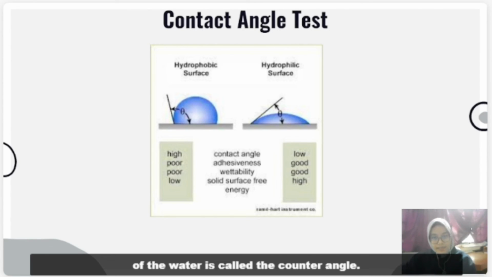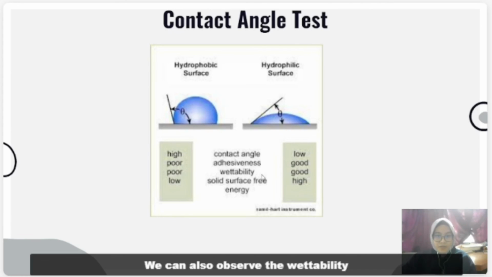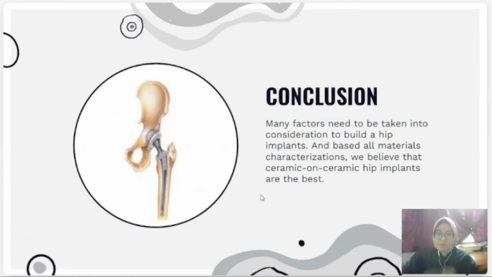The forces acting on the drop of water from the surface area refer to the surface energy of the material. If the forces are strong, the surface has high surface energy, or the surface can be said to be very energetic. We can also observe the wettability of a material using the contact angle test. Wettability is the amount to which a liquid can be spread on the surface, determined by the intermolecular forces between the surface and the liquid.